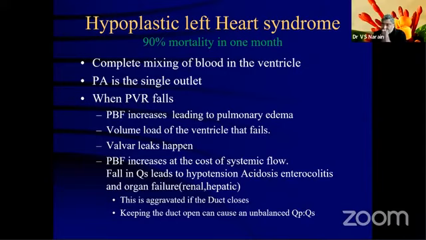And if the duct closes, then all the blood is now flooding the lungs, and none or very little is going to the systemic circulation. So there is heart failure, and there is hypotension and shock and acidosis, renal and hepatic dysfunction, enterocolitis. So the idea is to keep the duct open and not open it too much.